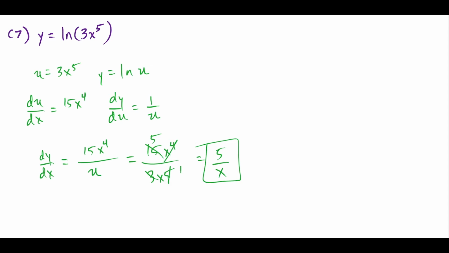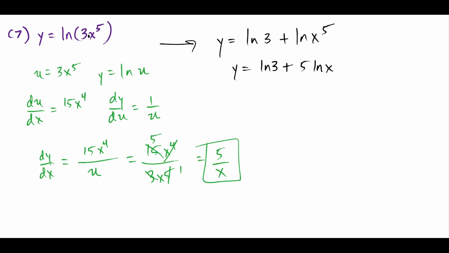But the really cool way of doing this, you could actually do this without using the chain rule at all, is if you use properties of logs. Notice this is 3 times x to the fifth power inside. So I could split this up as natural log 3 plus natural log of x to the fifth. And then I could use one more log property and take this exponent on the inside and bring it out in front like this as a coefficient.